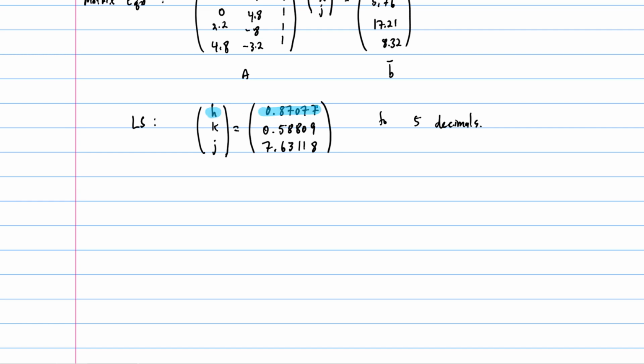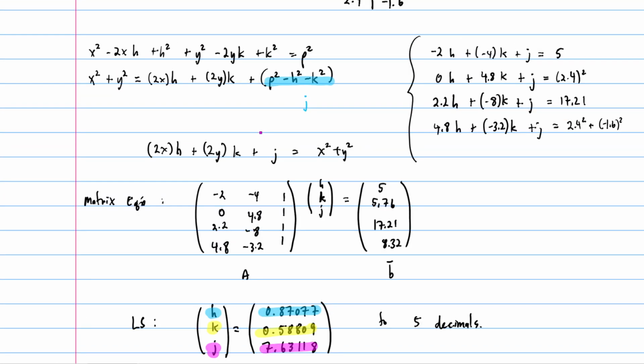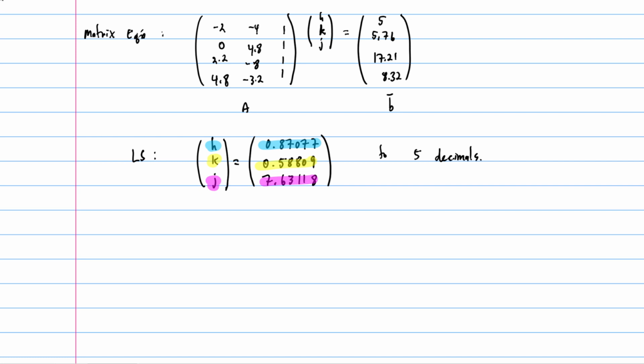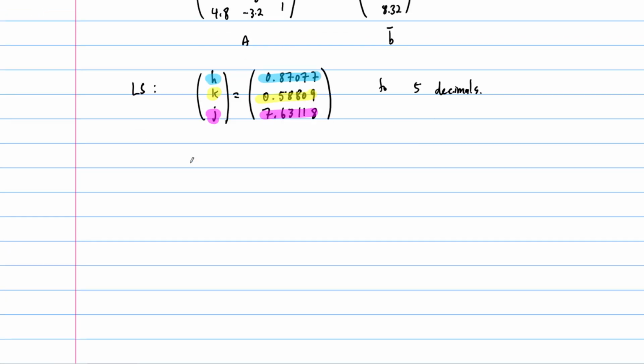All right, and so what this means is that we've got our h, we've got our k, and then we've got j. Remember, j, though, is not exactly part of our solution. j is going to help us solve for rho, or rho squared, because our solution is going to be this, the equation of the circle. So we just have to put this all back together now, and so we remember that rho squared must be equal to j plus h squared plus k squared.